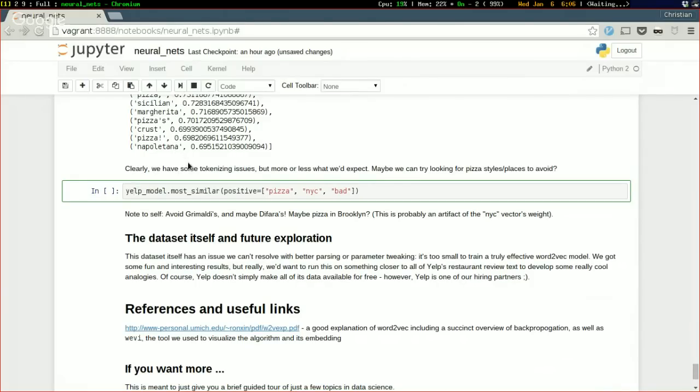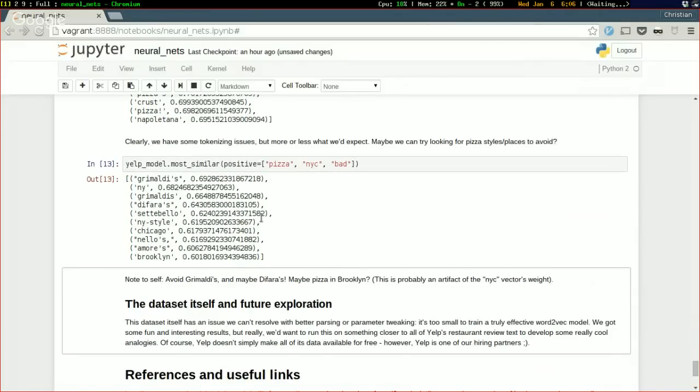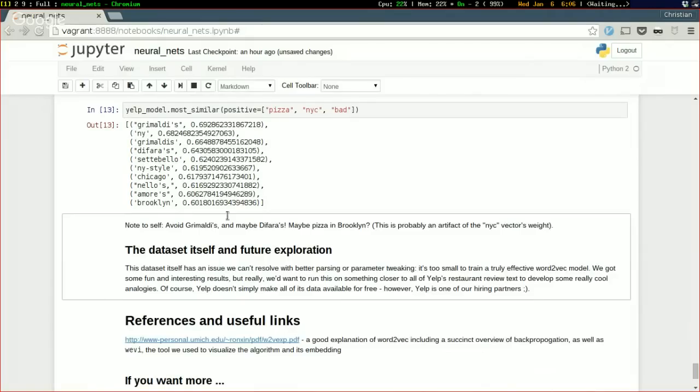we are playing around with bad pizza in New York. The first maybe controversial result is Grimaldi's. So according to 600 megabytes of Yelp reviews and word2vec, you should avoid Grimaldi's. Take that as you will.